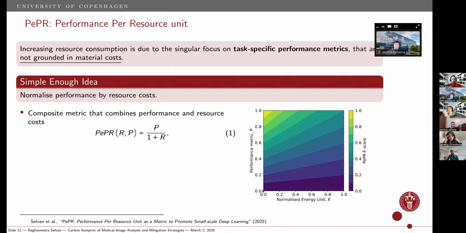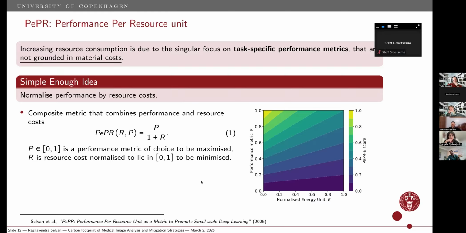What is interesting is that if you really want to get a high PEPPER score, you want to get really good at your task-specific metric with as few resources as possible. So this penalizes models which use way more energy to achieve the same performance. So the PEPPER score keeps degrading here. This is just a very simple way to account for the resource metrics in your optimization.